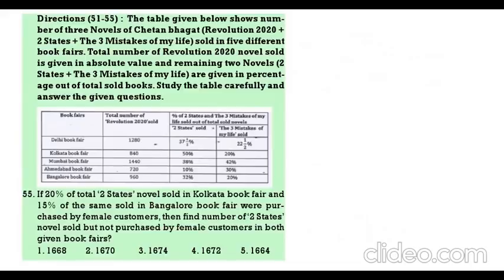If 20% of the total Two States novels sold in Kolkata and 15% of the same sold in Bangalore were purchased by females, then find the number of Two States not purchased by females in both the given states. So, Two States in Kolkata. This is 30%. So, each percent is equal to how much? 28. Now, Two States, 50 into 28. That is 1400. This is Kolkata, Two States.